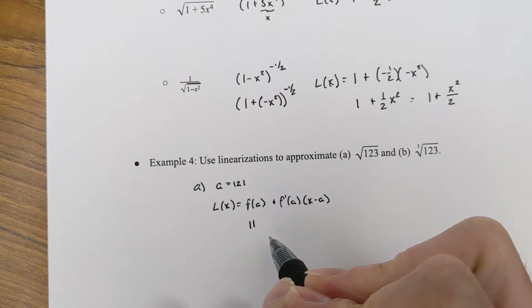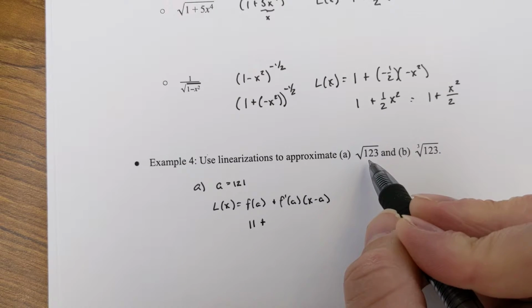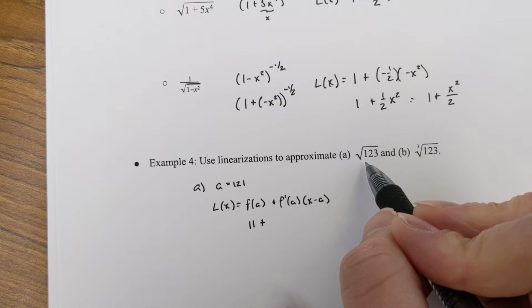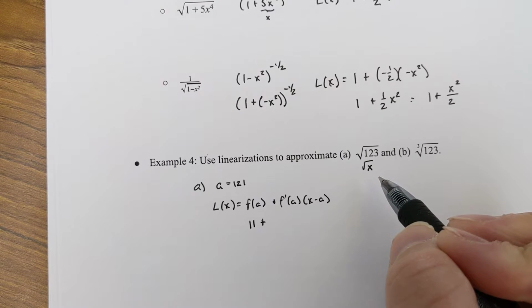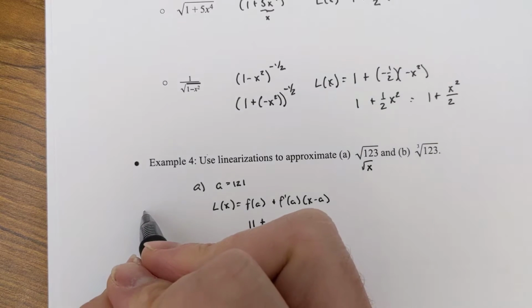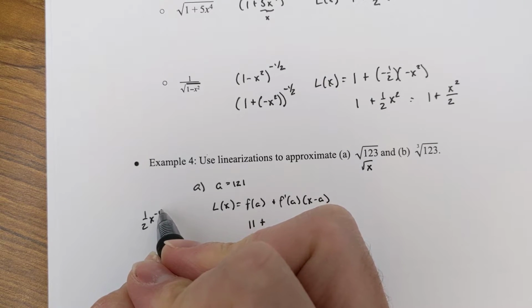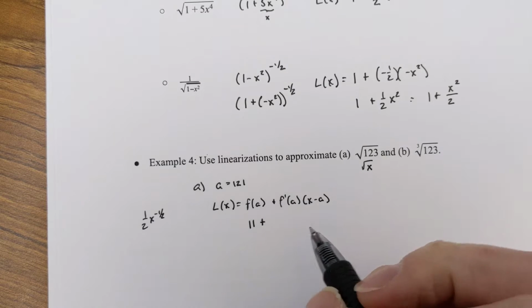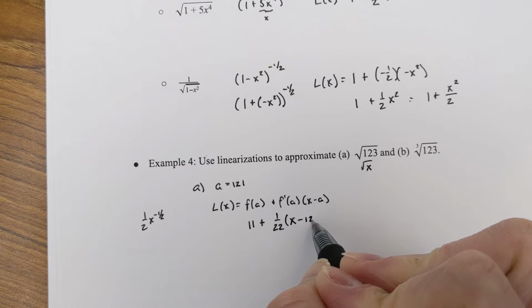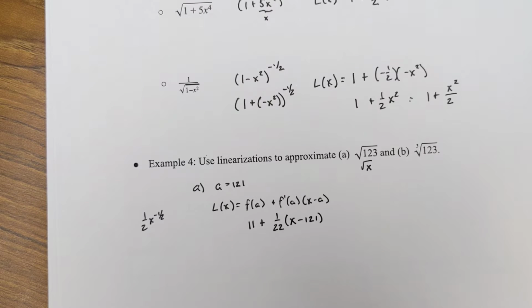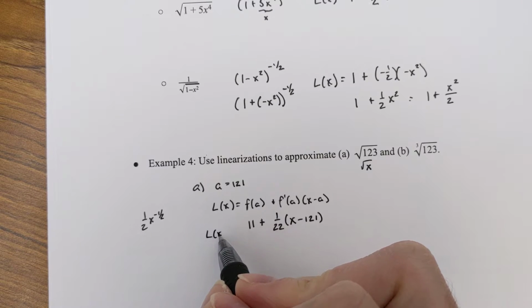Plus the derivative. We're doing the square root function, so the derivative of that would be 1/2 x to the negative half. If I plug my 121 into that, I get 1 over 22. That's going to be x minus 121. So that's my L of x.